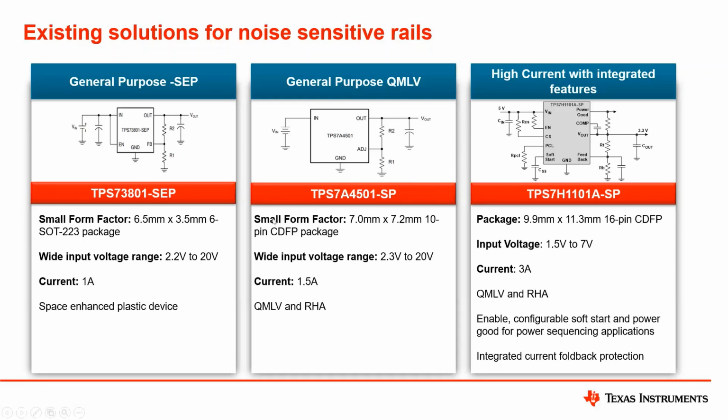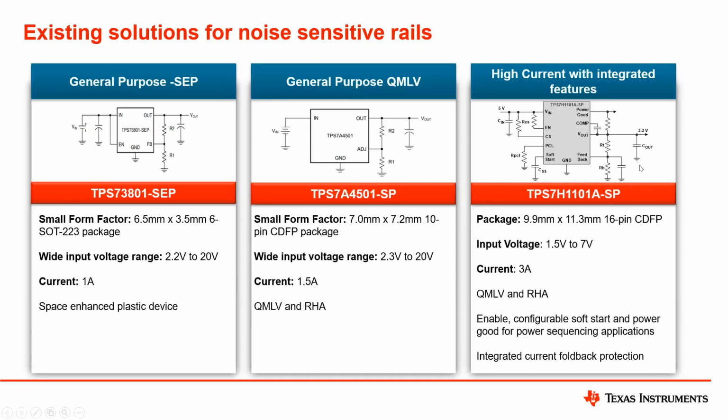Kind of in the same spirit, the 7A4501 is another general purpose LDO. However, this is a rad-hard version, so this is a QMLB ceramic hermetic device. Again, fairly small form factor is what we're going for, 7 by 7.2 millimeters. Another very, very wide input voltage range LDO, 2.3 volts to 20 volts. And then you can see the current rating here. This is both a QMLB as well as RHA device.